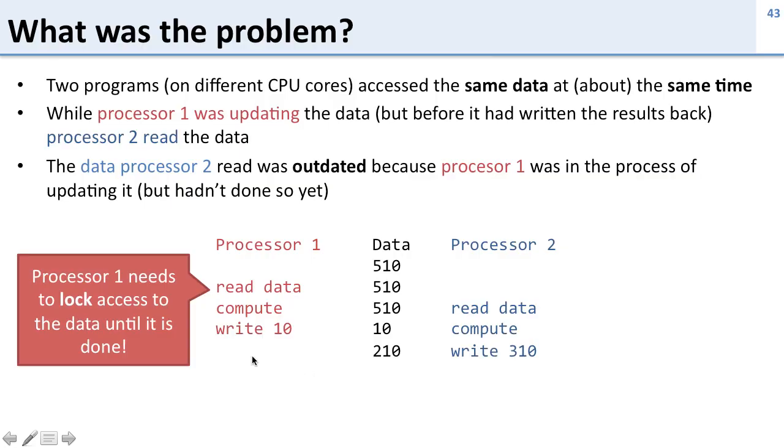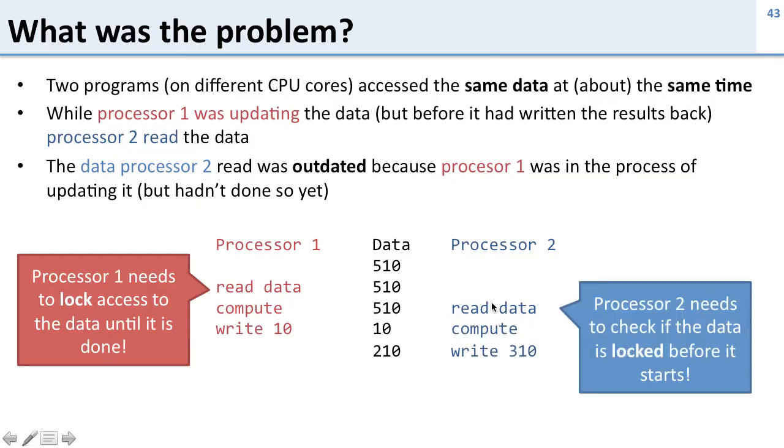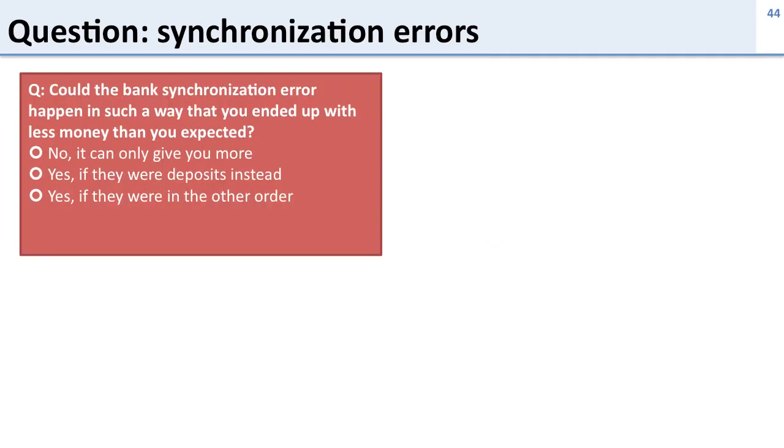So what we need to do here is processor 1 needs to lock access to the data. So we need some way for processor 1 to say, I'm using this data, nobody else can change it. And when processor 2 starts, it needs to check, is anyone using this data, do I have to wait? And this is called a lock.